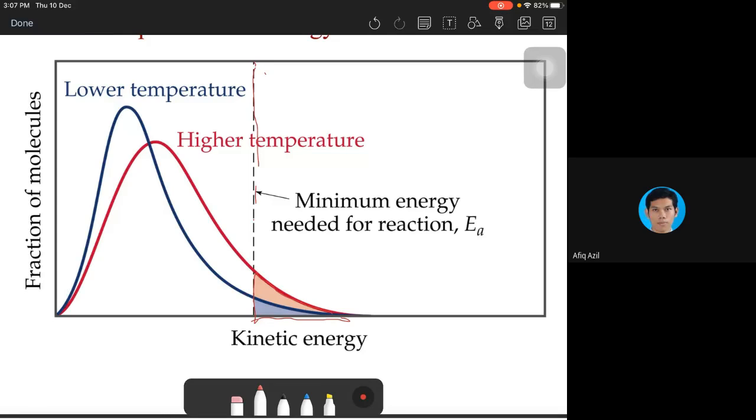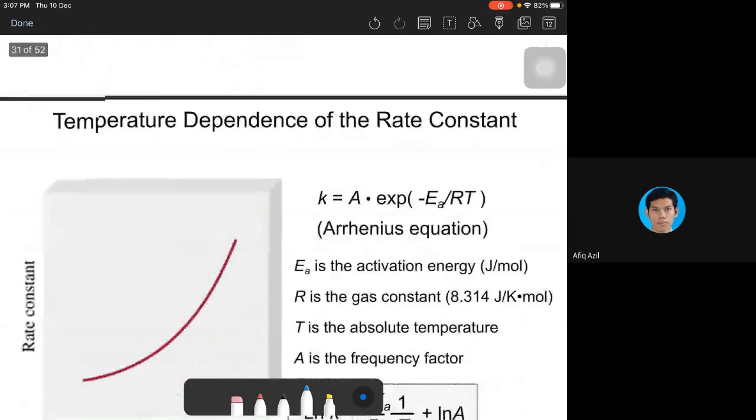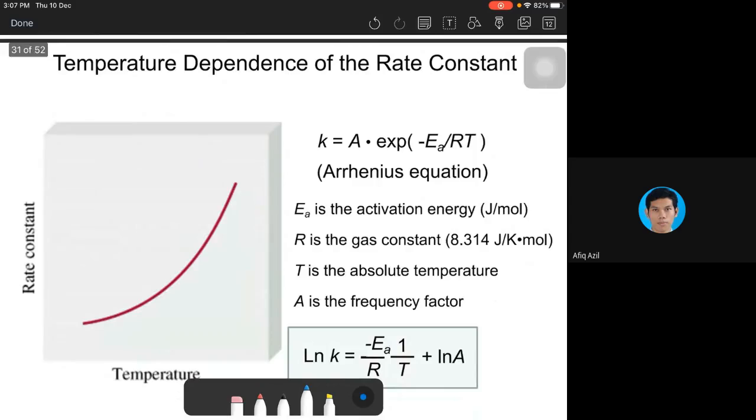So meaning that it can form product compared to lower temperature, which is the blue color one. Okay, so the amount probably from this graph could be more than double if you increase the temperature for the reaction. So this can be explained by the Arrhenius equation.